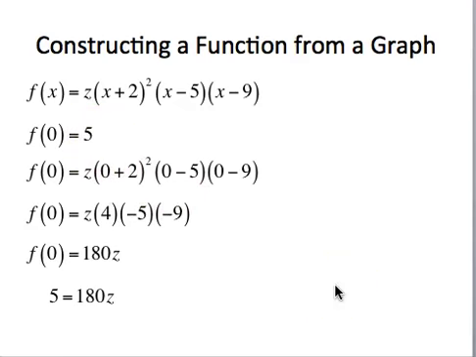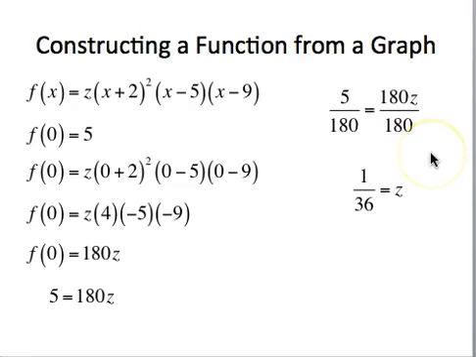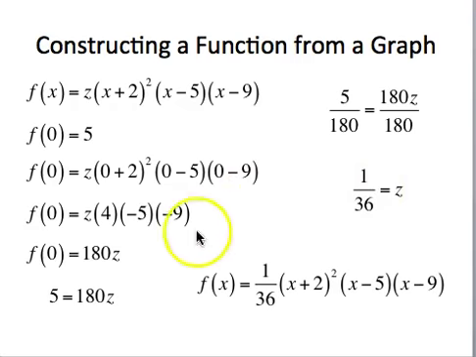So putting that together, we have 5 equals 180z. To solve for z, we've got to divide both sides by 180. 180z divided by 180 is just z. 5 divided by 180 is 1 over 36. So with that bit, we'll go ahead and put 1 over 36 in for z. So my f of x will be 1 over 36 times x plus 2 squared times x minus 5 times x minus 9. And we're able to get that function from the graph by analyzing the types of zeros of the function.